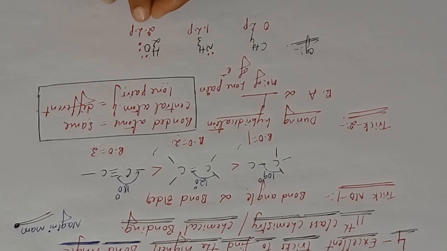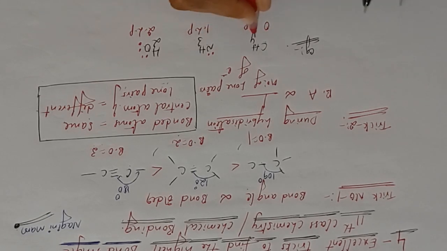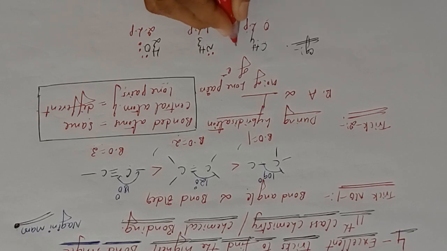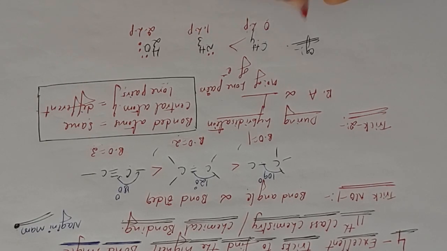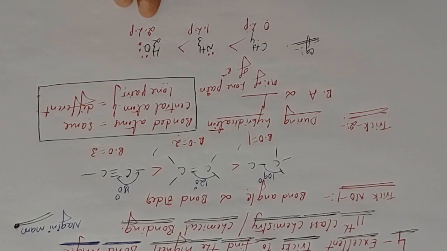Here two lone pairs are there, that means more lone pairs of electrons, so the bond angle is less. Clear, students? So what is the order? Which has the more bond angle? Methane, because it does not have lone pairs of electrons. So the bond angle order is methane greater than NH3 greater than H2O. This is trick number 2.